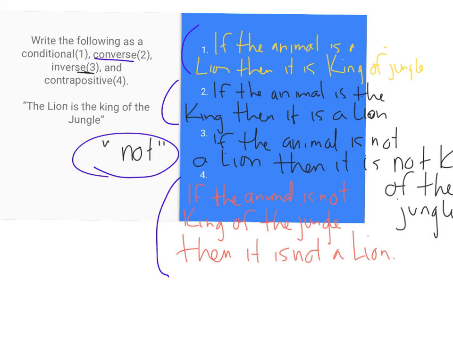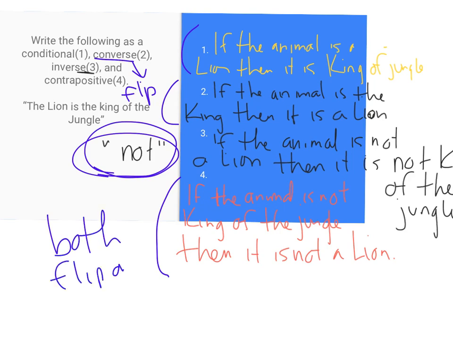Some of them use not. Some of them just flip them around. Some of them do both. So a good way to remember: converse, flip; inverse, not; contrapositive, both. Flip and not.